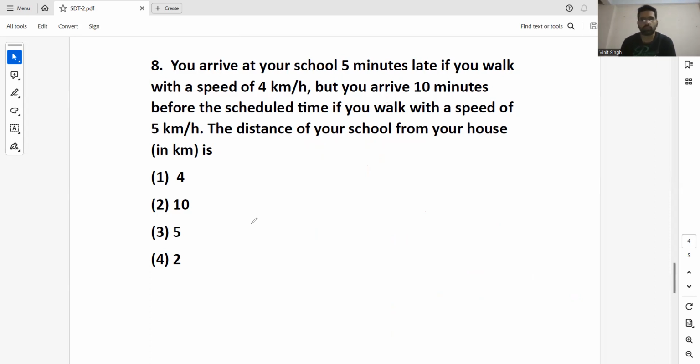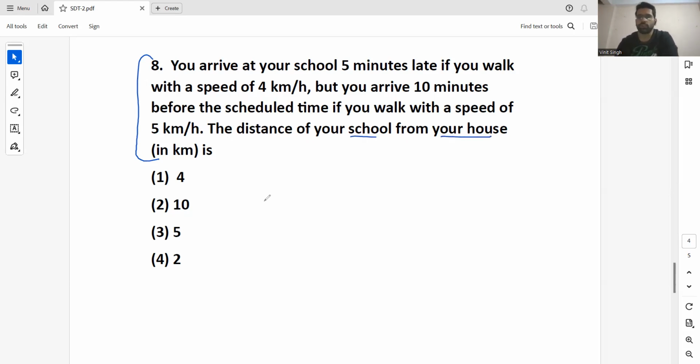Now, in this type of question, you are moving with some speed and you become late, after that you increase or decrease your speed and you reach the destination before the time. When the question comes in this form, the language of the question will remain the same. First, you will be late, then early. Second, you will be late, then early. The language will remain the same, and you have to find the distance from your school to your house.